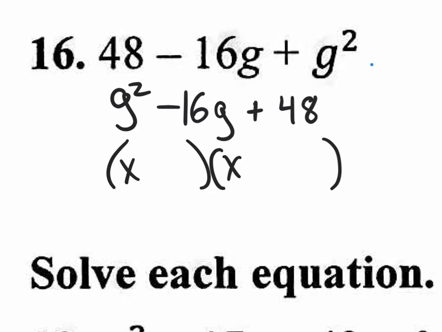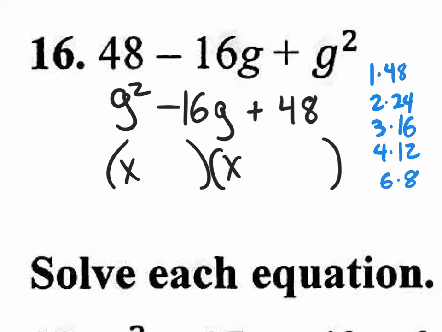Let's go for it. 1 times 48, 2 times 24, 3 times 16, I believe, 4 times 12, 6 times 8 is 48. And those are all the possible multiplication problems that give you 48. Now you could use a calculator. So if you're not too good at multiplication, just use a calculator to make this list. So which pair of numbers combines together to give you negative 16? That would be 4 plus 12.